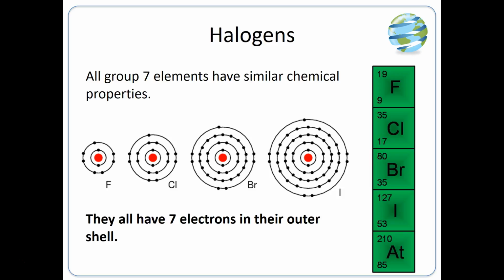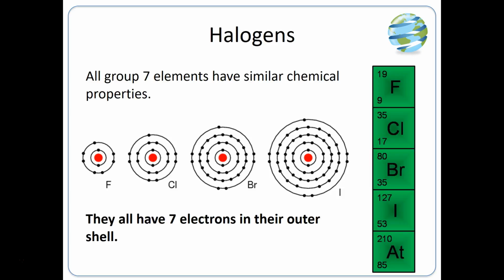Now all group 7 elements have similar chemical properties. Group 7 goes from fluorine, chlorine, bromine, iodine to astatine. Now, the thing that group 7 elements all have in common is their electronic configuration. They all have 7 electrons in their outer shell. This can be seen in the diagram here.